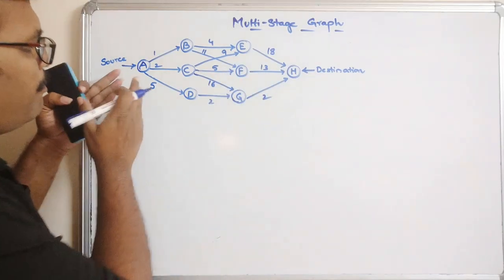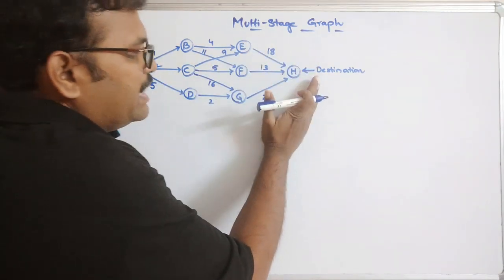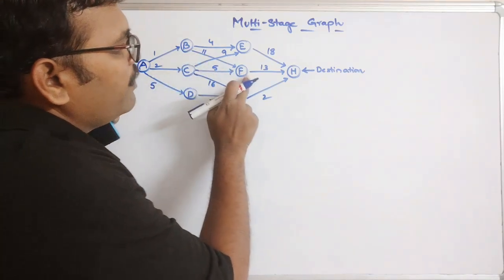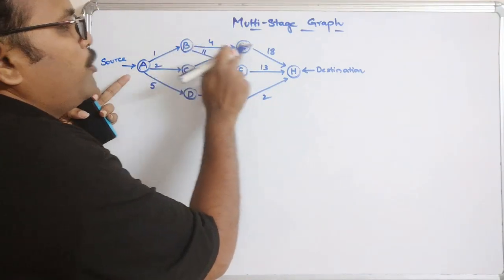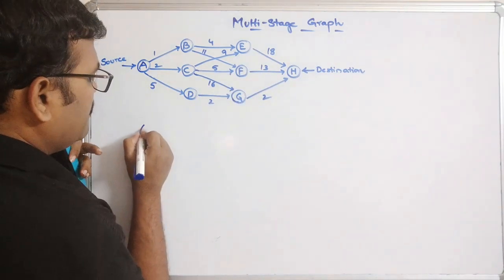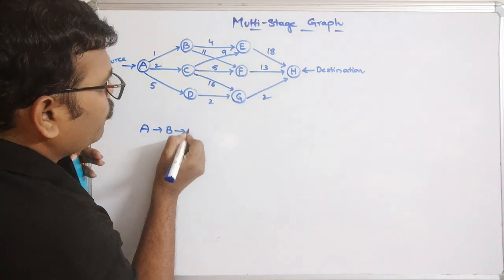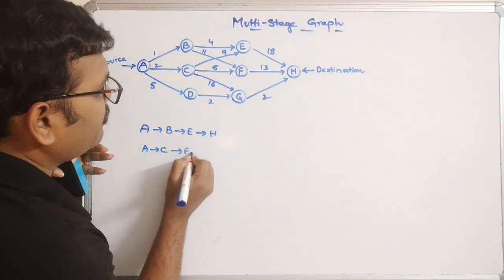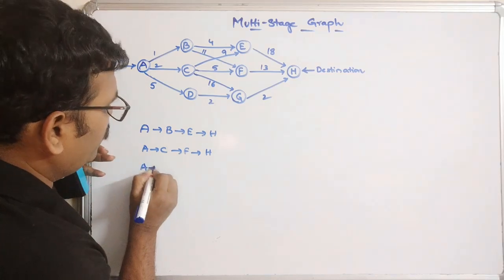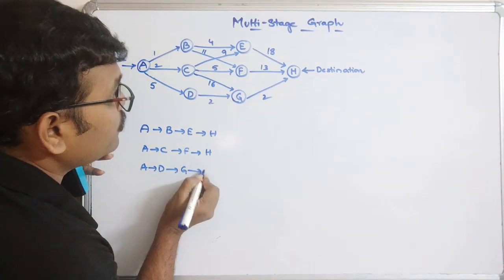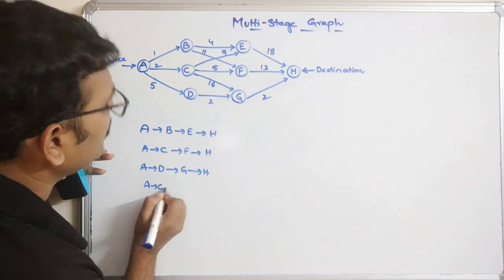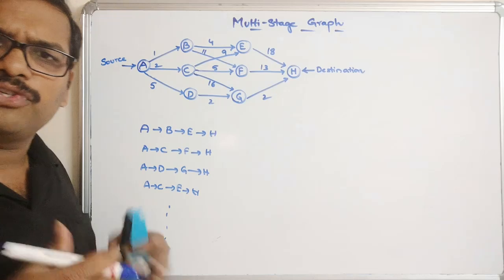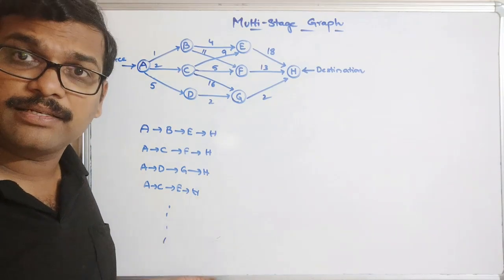We can start from the source and reach the destination in different paths. We can go A to B, B to F, F to H, or A to B, B to E, E to H. A to C, C to F, F to H. A to D, D to G, G to H. Similarly, A to C, C to E, E to H. Like this, we will have a lot of solutions, a lot of possible paths.